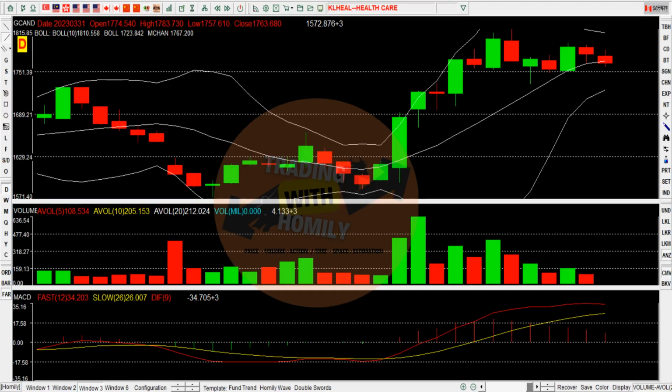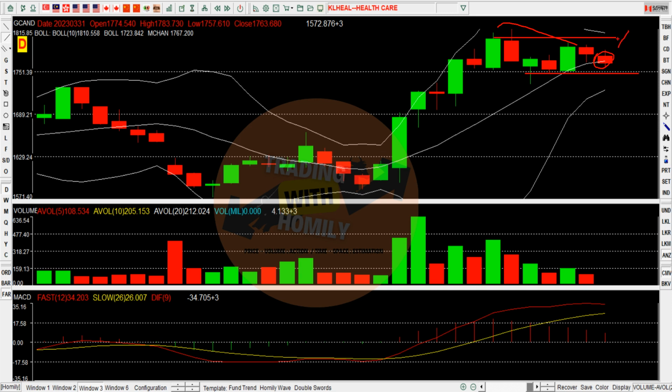Okay, next one is about the KL healthcare index. From the trend, we can see the price is making a lower high, but it hasn't made a lower low yet. So that means here will be a strong support. But from the Bollinger Band indicator, we can see the price has broken down the middle line already.